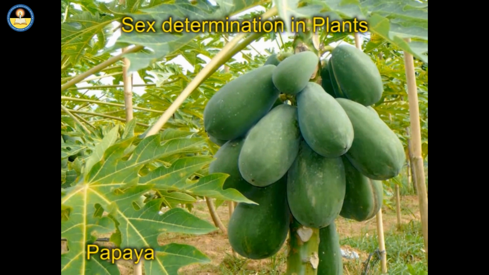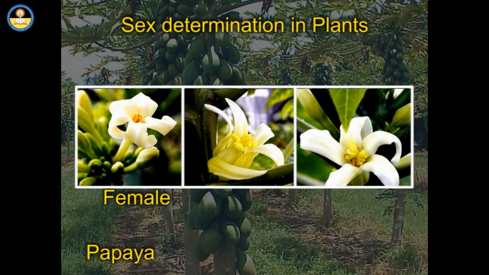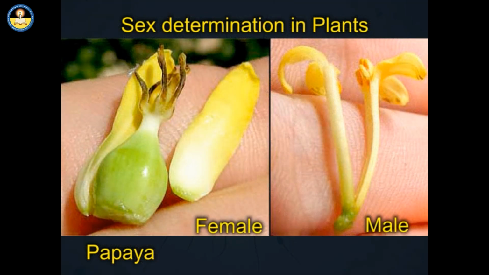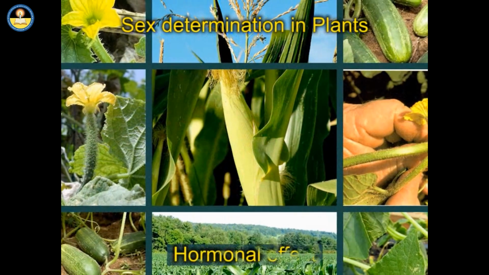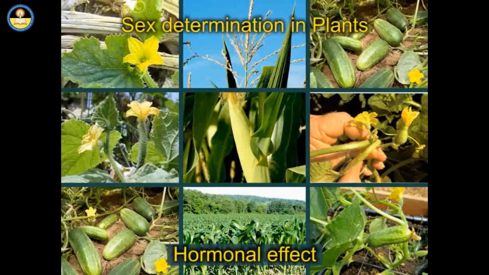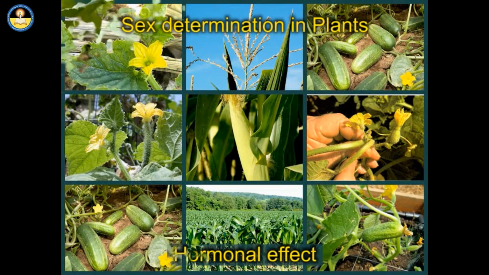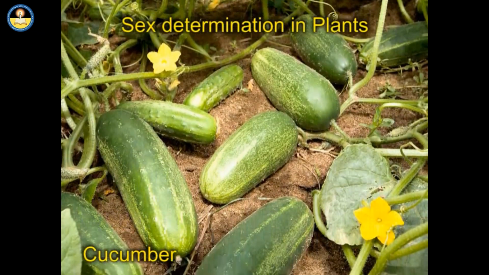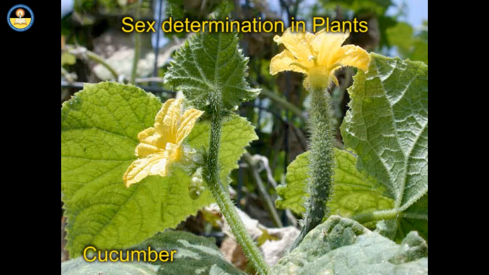Papaya possesses 3 sex types: female, male, and hermaphrodite. Depending on the genotype of a single sex determining locus present in the plant, the sex is differentiated. In many plants, sex is determined by hormonal effects. Cucumber is usually monoecious, producing female flowers at the top of inflorescence and male flowers at the bottom.